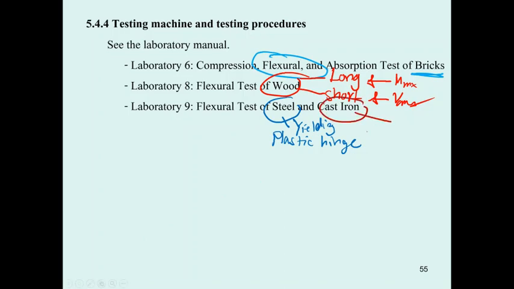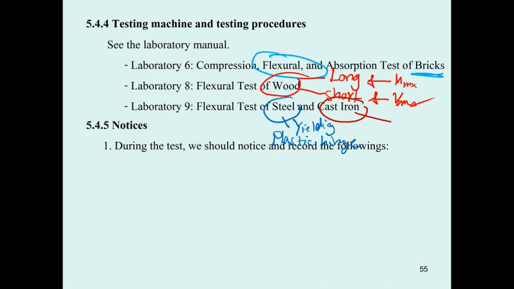Okay, and when you test the cast iron, you've got to be careful. I recommend you tie the cast iron specimen to the testing machine. When it's broken into 2 pieces, it won't fall down to hit your foot. And something should be noted on this.